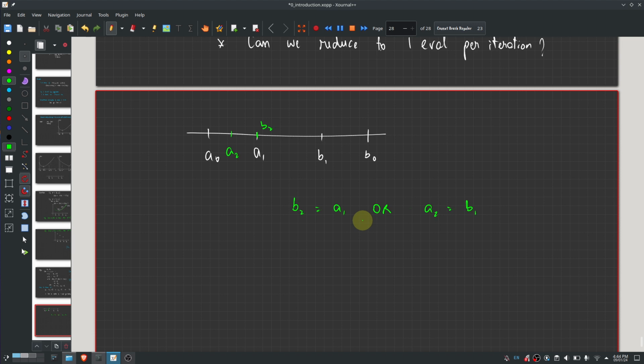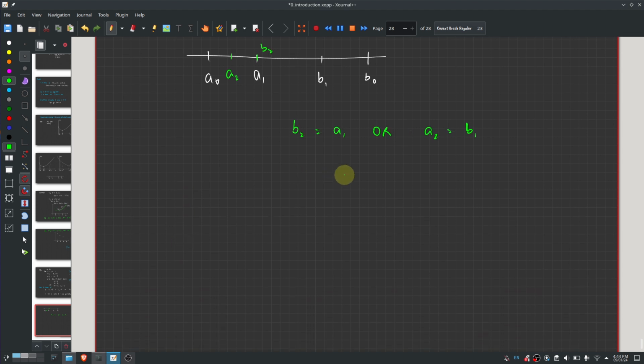Is it clear why I am trying to do this? I want to minimize the number of evaluations. If I am able to do this in this step, and I keep doing this, then in every stage I only have to evaluate once. So this is just algebra. Let's assume that A0 equals 0 and B0 equals 1, so we have a unit interval and we want to shrink it down to A1 and B1.